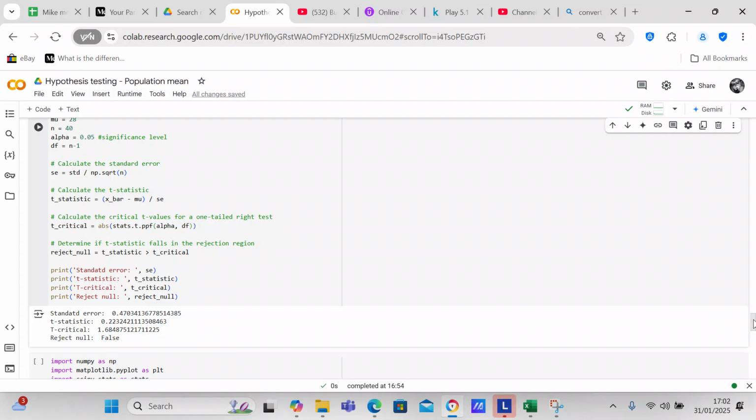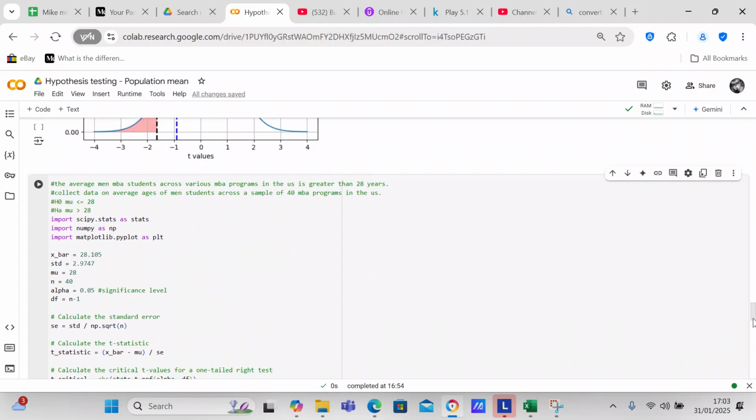Then you want to calculate your critical t value. So t critical equals stats.t.ppf, and this is going to be a one-tailed right test. So it's alpha, comma, df, and your t critical is going to be 1.68. And then we're going to determine if the t-statistic falls in the rejection region. So reject null equals t-statistic greater than t-critical, and that's false. The t-statistic is not greater than t-critical. So that means that you cannot reject the null hypothesis.